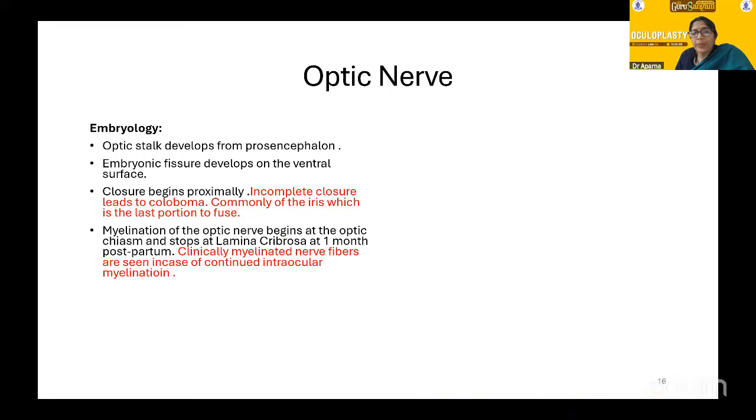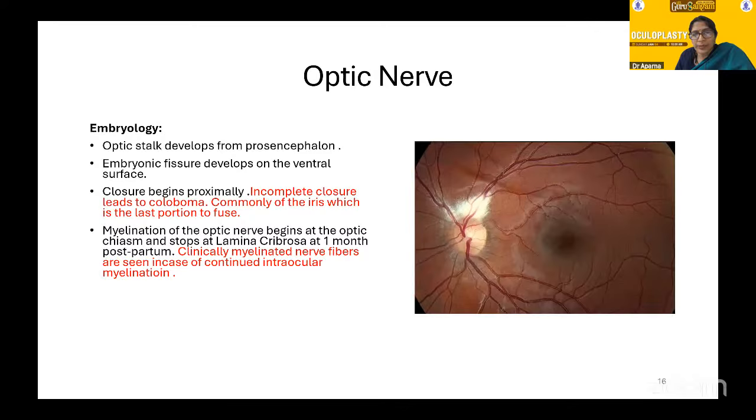Myelination of the optic nerve begins at the optic chiasm and stops at the lamina cribrosa at 1 month postpartum. And clinically, we can see myelinated nerve fibers on fundus examination if the myelination has not stopped at the lamina cribrosa. This should be differentiated from cotton wool spots.